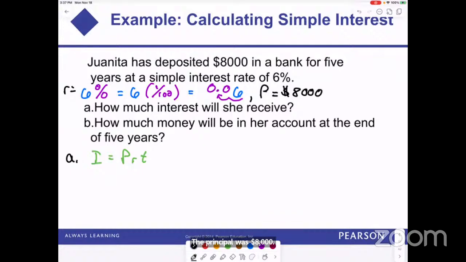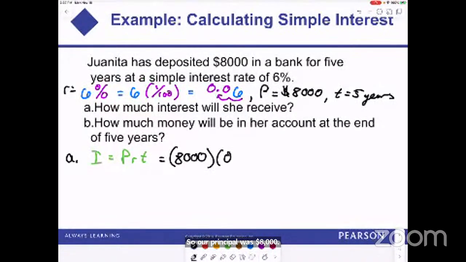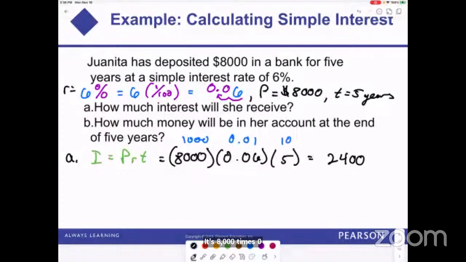And the time is 5 years. So our principal was 8,000. The rate as a decimal, 0.06. And the time was 5. Let's see. This is like 1,000. 6 times 5 is a 30. So there's an extra 10 in there. 24. So in other words, you can ignore the blue for that part. It's 8,000 times 0.06 times 5 to give us 2,400. So that's the interest earned after the 5 years for this account.